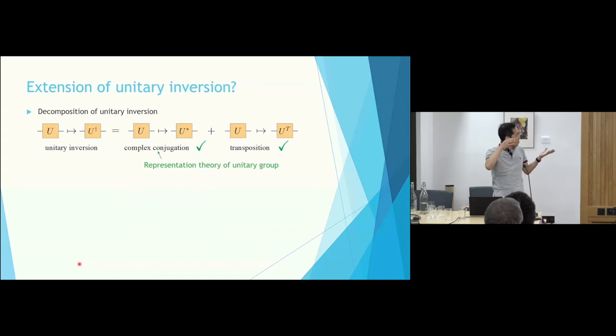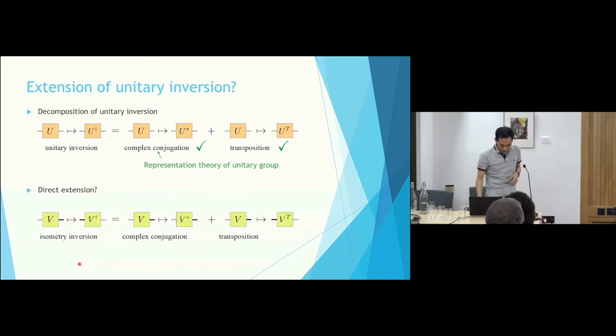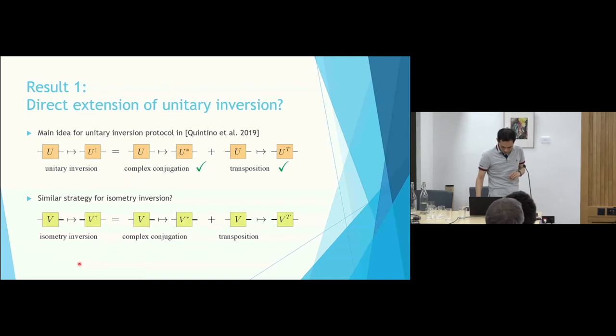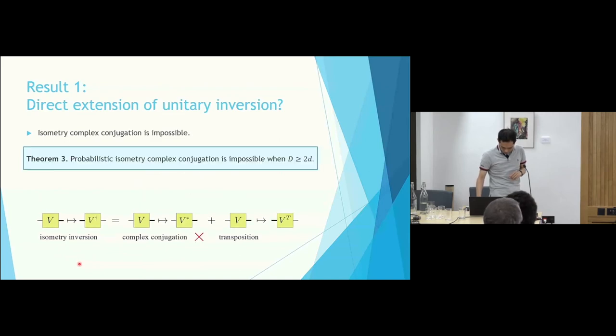So we couldn't actually generalize the complex conjugation and the transposition to isometry in general. First of all, we found out that you cannot do probabilistic complex conjugation when the capital D is bigger than two times little d. This is because an isometry includes just adding an extra ancilla. If you have an input quantum state that you want to encode, adding just an extra ancilla counts as an isometry. And if you can do complex conjugation of this isometry, that implies you're doing complex conjugation on this ancilla state.